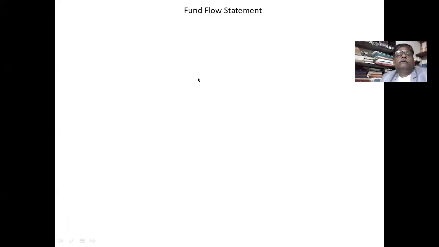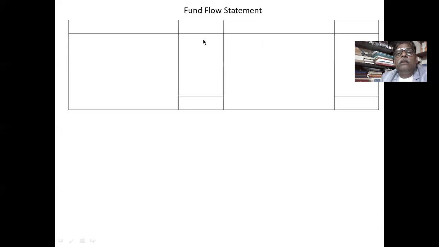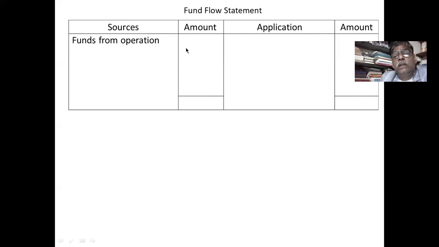Thereafter, you prepare the fund flow statement. Fund flow statement: sources, amount, application, amount. First item, you write funds from operation. For funds from operation, you take the answer from your table. Funds from operation is 88,500. Thereafter, you write the sources and applications. In the balance sheet, share capital increased, that is the source. Loan increased, that is the source. Source side, right?